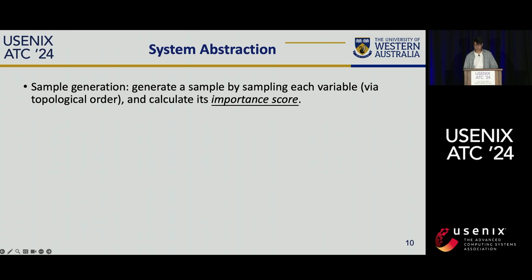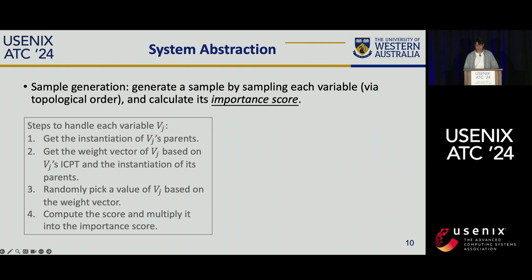Sample generation is the most important module. It gradually picks a value for each variable to form a sample. In BN, the variable handling order is topological order. And there are 4 steps for each variable. Firstly, we get the instantiation of VG's parents according to topological order. The parents of VG are always sampled before sampling VG itself.